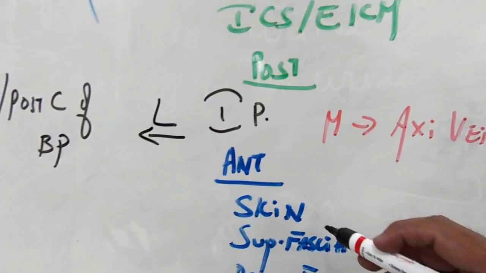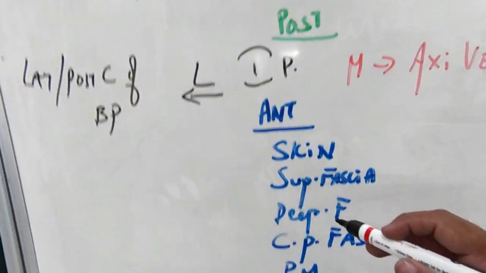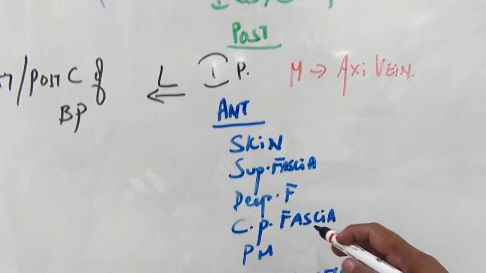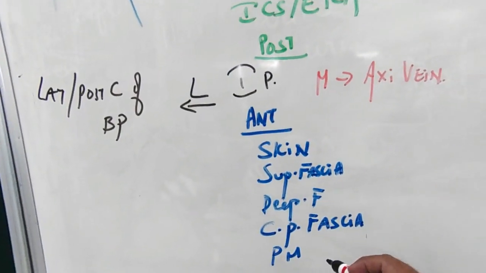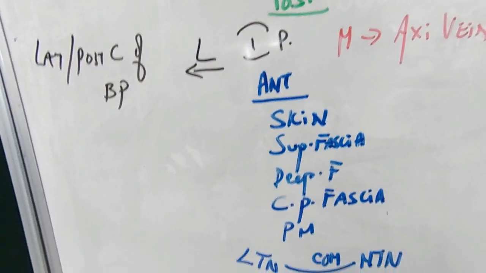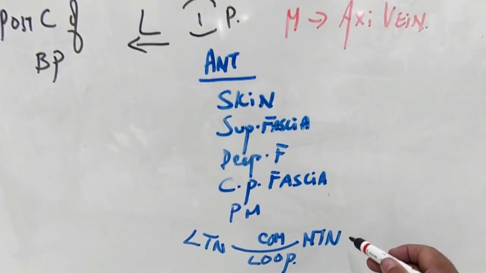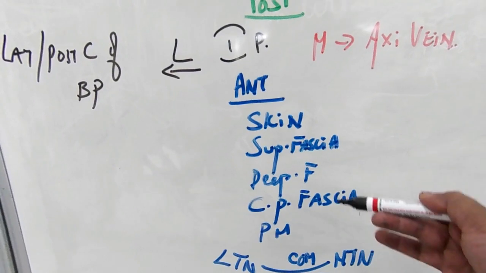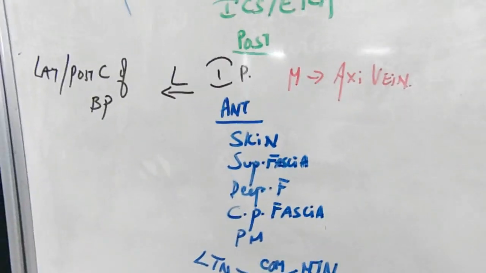Anterior, we have, very easy, skin, superficial fascia, the deep fascia, we have the clavipectoral fascia, the pectoralis major, we just studied the muscle now, and the communication loop between the lateral pectoral as well as the medial pectoral nerve. So these are the relations in the anterior part. You need to just write this.